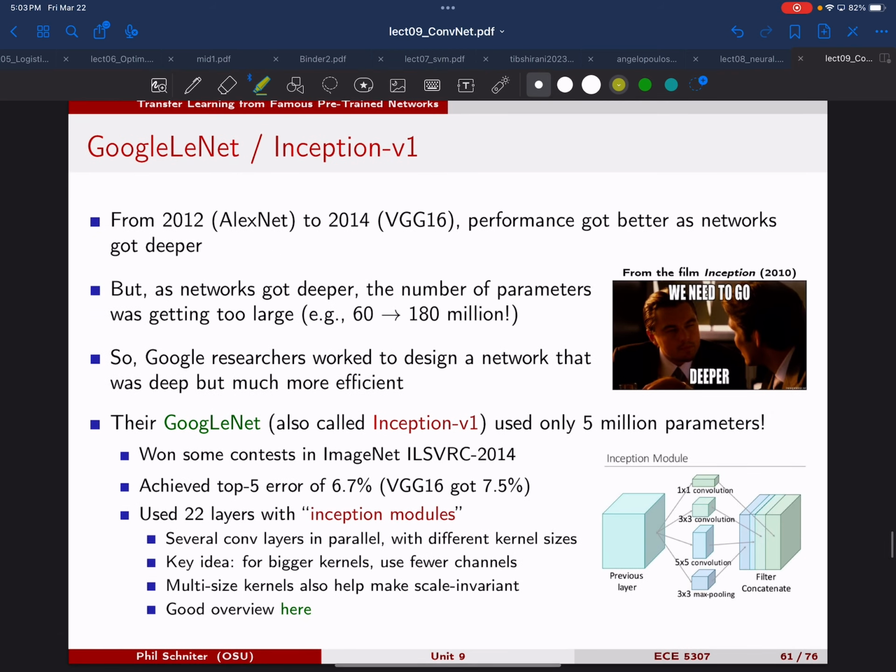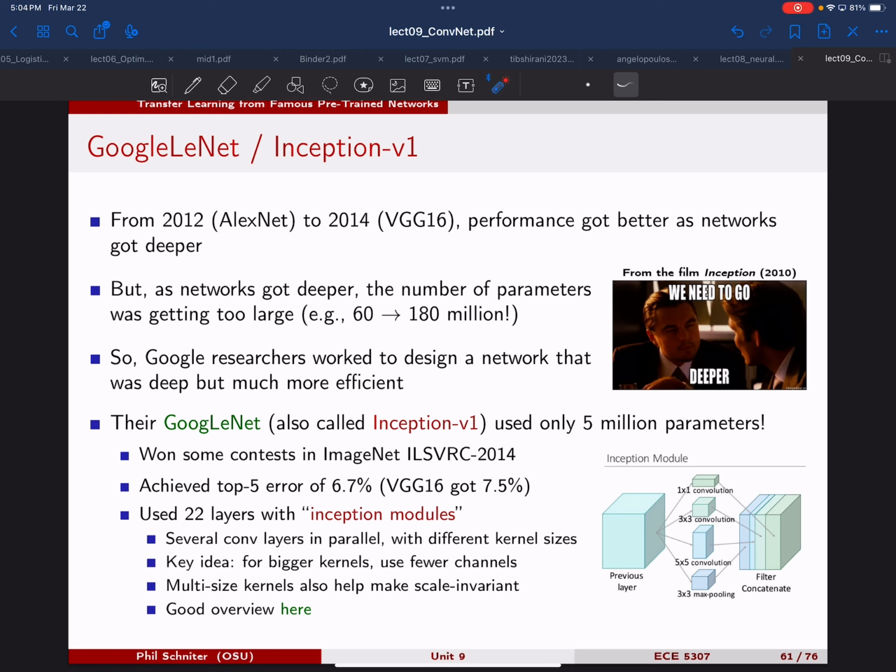Okay, so when you look from 2012 to 2014, from AlexNet to VGG, there was some stuff in the middle year, 2013, but overall the trend is the networks are getting deeper, but the number of parameters was increasing. So 60 million for AlexNet to 180 million for VGG 16. So 180 million parameters, especially 10 years ago, was a lot of parameters. And they saw the trend, like we want to make things deeper, but they said we can't just keep increasing the number of parameters. We can't keep up.